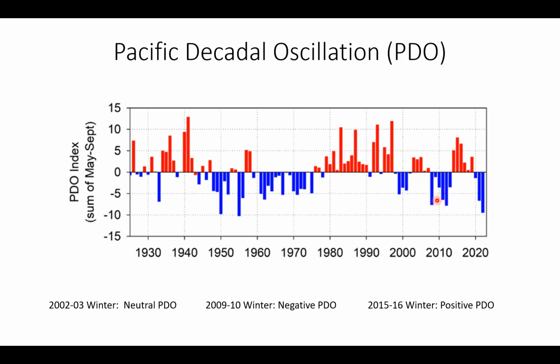See the blue bars here, the negative value side of things. And then the 2015-2016, that particular winter season had a positive PDO. Look at these bars, these red vertical bars above in the positive territory, above the zero line.